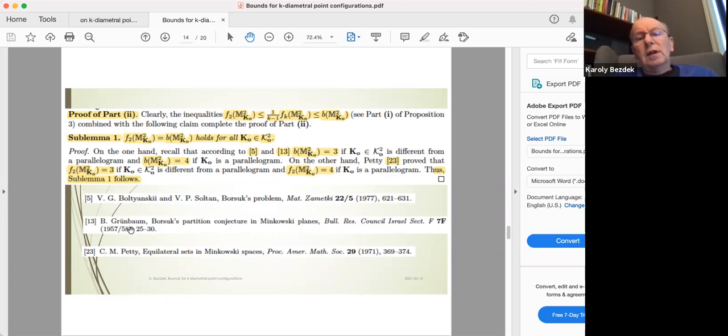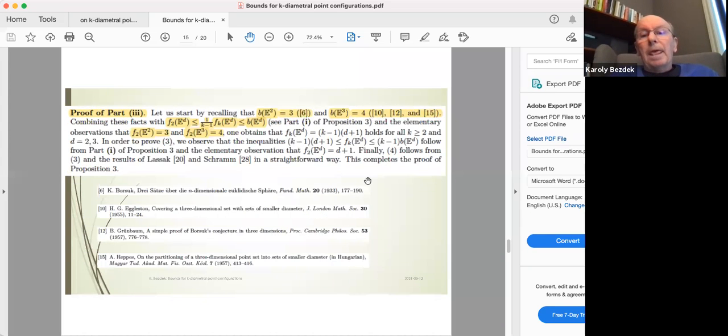Boltyanski and Zsolt, independently from Grünbaum, observed that the Borsuk number of a two-dimensional Minkowski plane is 3 if the norm is different from the L infinity norm, and it is 4 if we look at the L infinity norm. And Petty, in the paper that we briefly discussed, has shown that the maximum cardinality of the equilateral point set in a two-dimensional Minkowski plane is 3 if the norm is different from the L infinity norm. It is 4 if it is the L infinity norm.